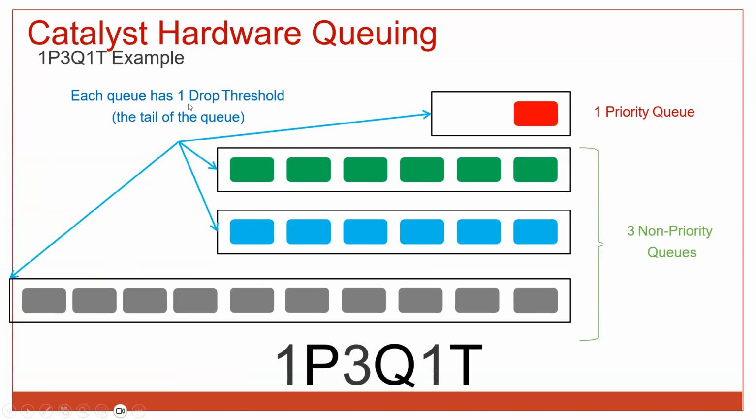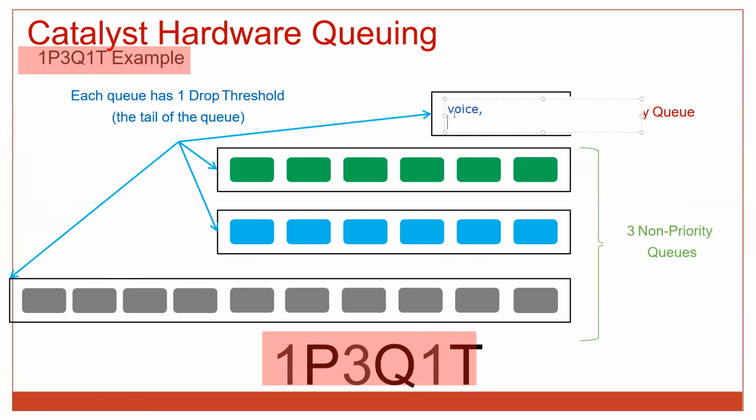Now it is telling that such type of switches have this arrangement. This arrangement means one priority queue, three queue, and one threshold, right? You can see here. So what does it mean? One priority queue means that in this particular priority queue, you can put a voice packet, or you can put the network control packet, such as OSPF control packet, STP control packets, etc. Right?